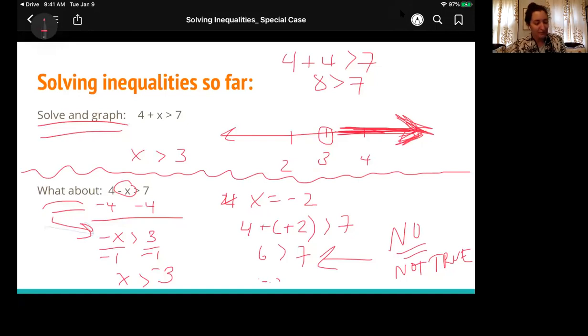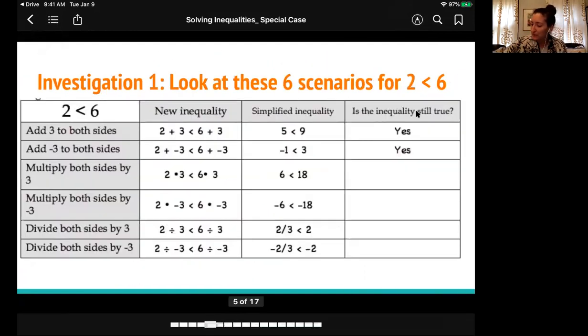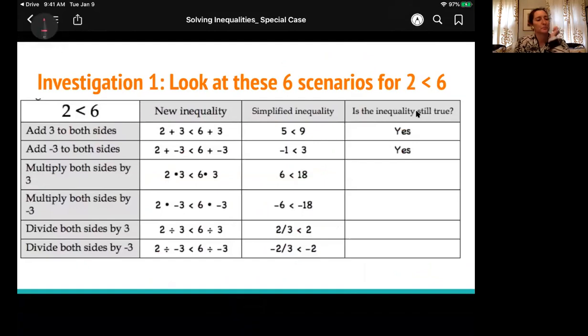I'm not just going to tell you. We're going to have to learn why it happens. All right. So with that, if you've got the handout, I want to take a look at the situation where 2 is less than 6. If 2 is less than 6, we're going to take a look at some special cases. So I'm just going to mute everybody.